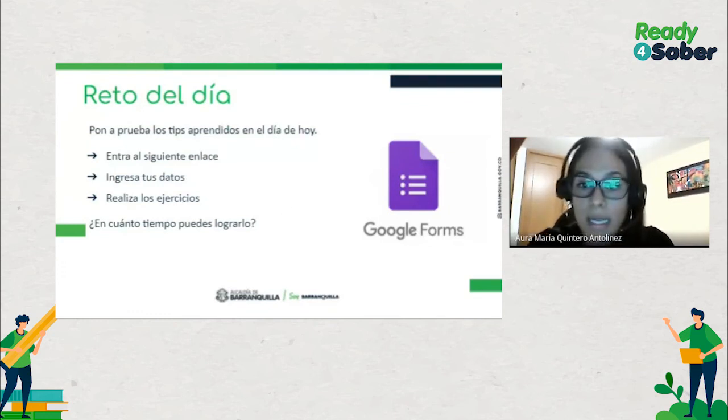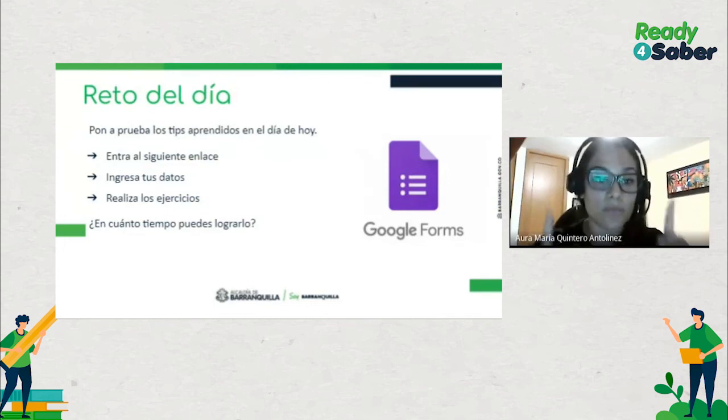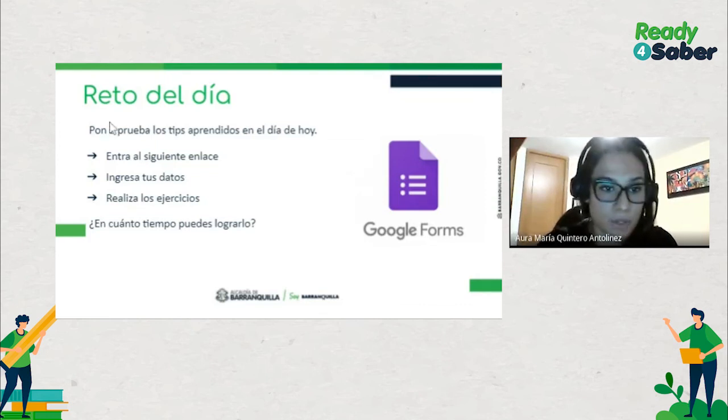Also, the time. Remember that one of the most important objectives of these sessions is time management, the use of the time to answer these exercises, right? So let's see how much time you need to complete this challenge. So give me a second. I'm going to share the link with you guys.